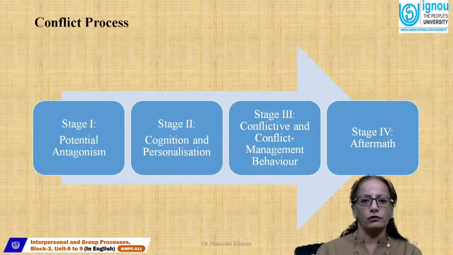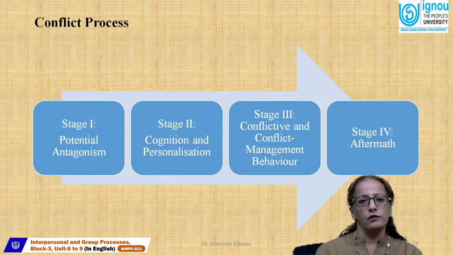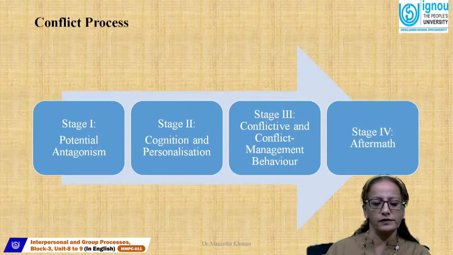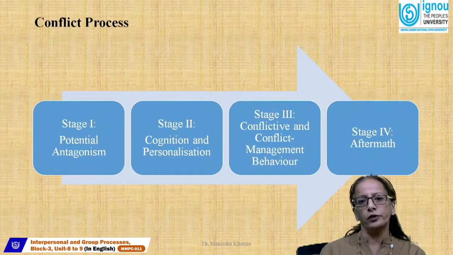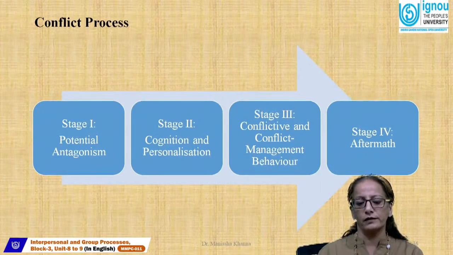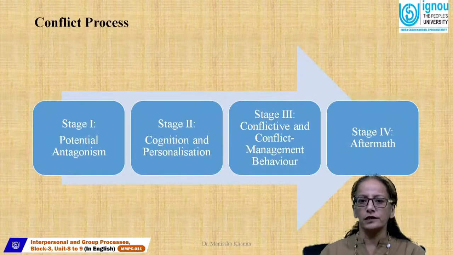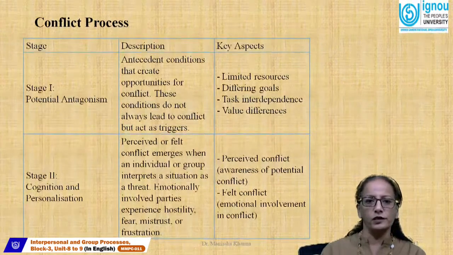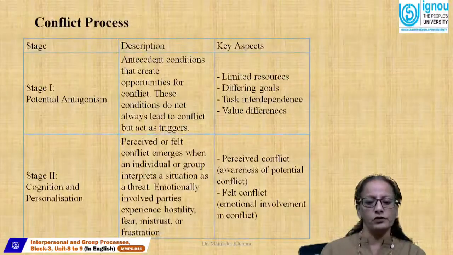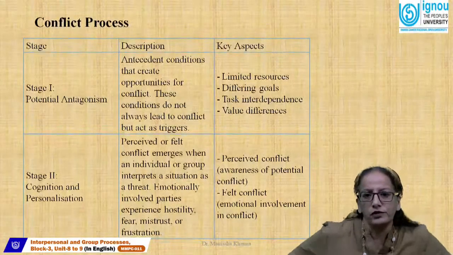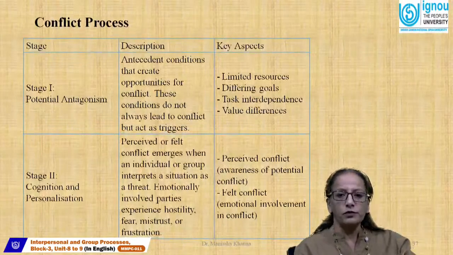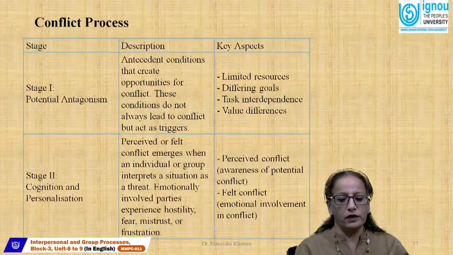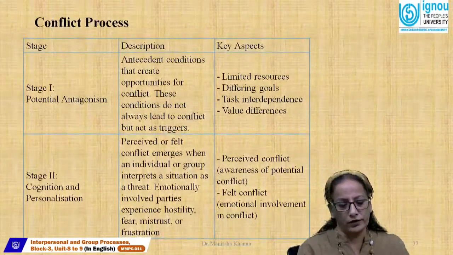So there are different stages of the conflict process. First is potential antagonism. Then cognition and personalization. The third stage is conflict and conflict management behavior, and the final stage is aftermath. If we see stage 1, it is when there are limited resources, when the goals are different, when the tasks are interdependent, or the values are different.